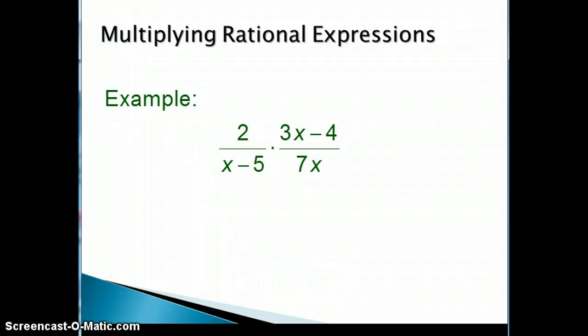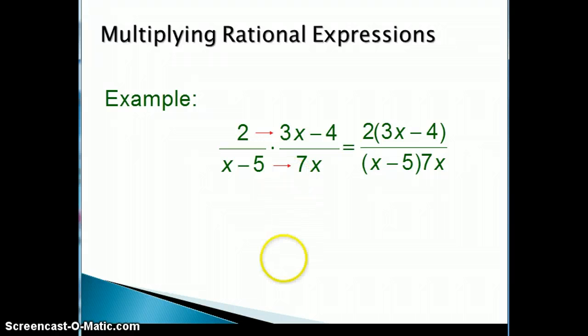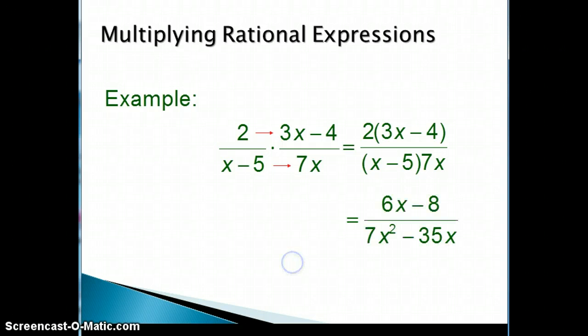Here's an example of two rational expressions that we're multiplying together. So we multiply the numerators together, we multiply the denominators together, and here is our result. And then of course we could distribute the 2 and distribute the 7x to get another form of our answer, which would be 6x minus 8 over 7x squared minus 35x. So either one of these answers would be considered correct, and that's because there are no common factors that could be canceled in order to simplify.